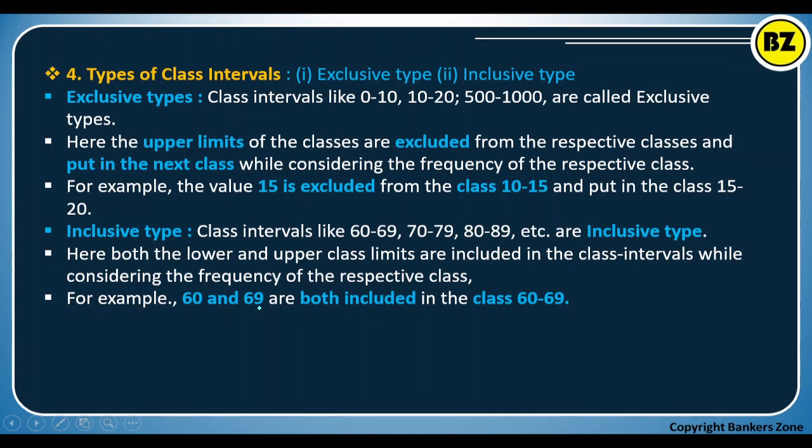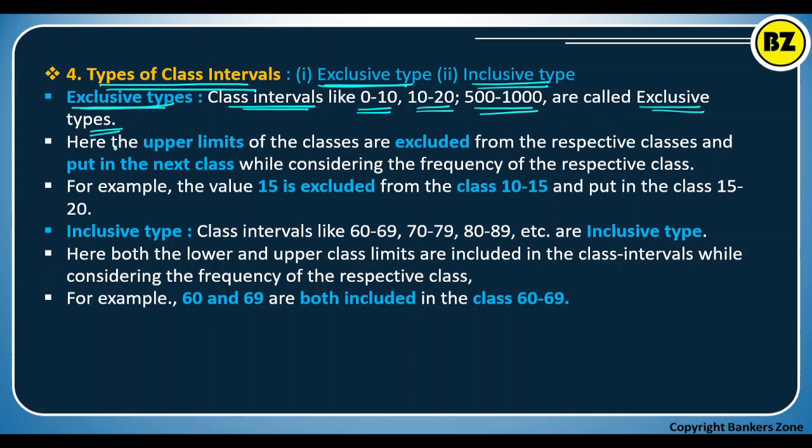What is the type of the class interval? So what are the types? So there are two types, very easy: exclusive type and the inclusive type. Very easy to remember, right? Now what do you mean by exclusive type? The class intervals like 0 to 10, 10 to 20, 500 to 1000, these are called the exclusive type.